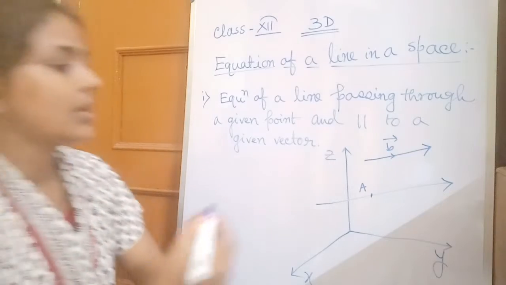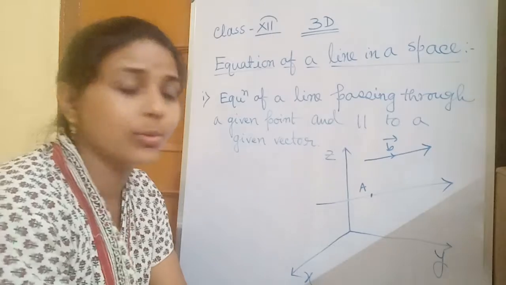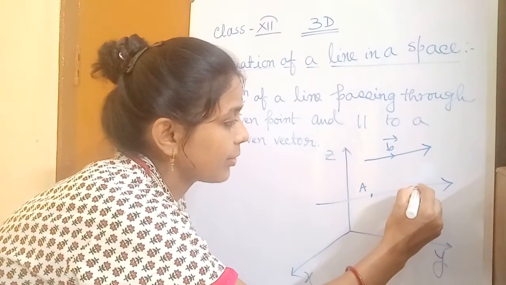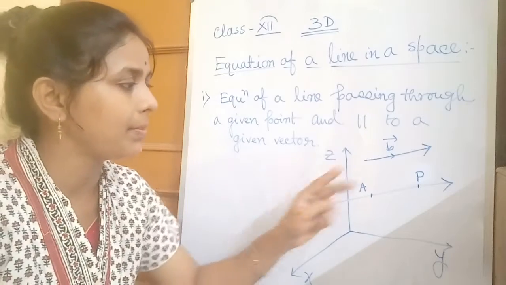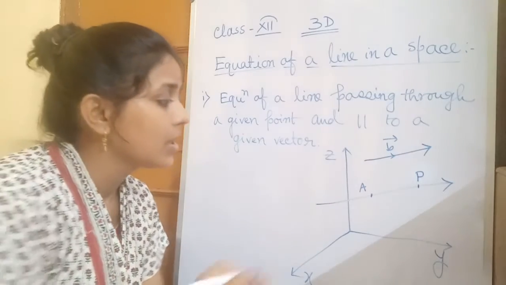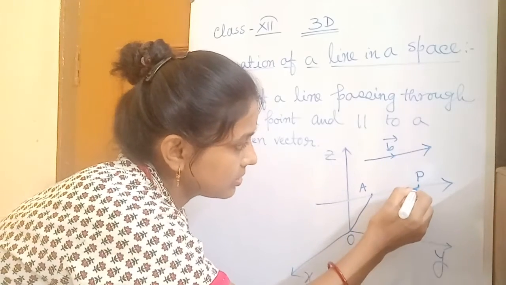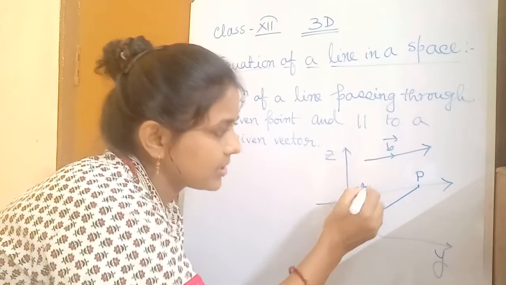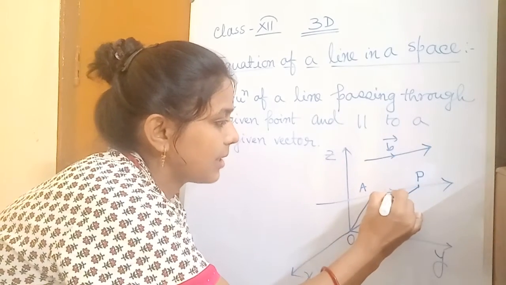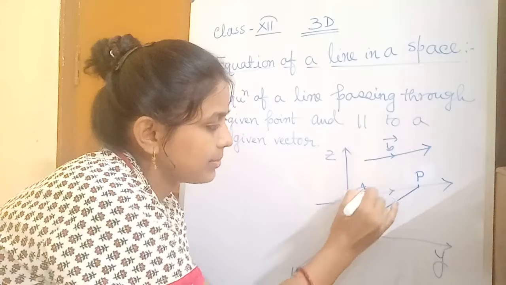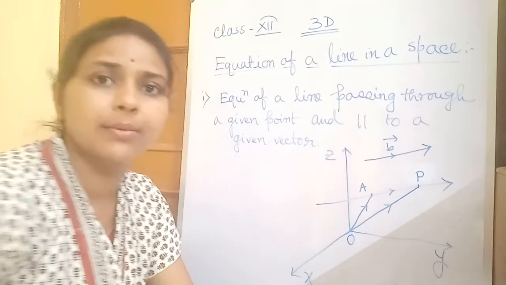Now for finding the equation of this line, we will always take a general point on it, say P. Normally P denotes the general point. Then, with O as the origin, we will join the points A and P with O. Obviously this side is AP vector. OA vector is the position vector of A, and OP vector is the position vector of P.